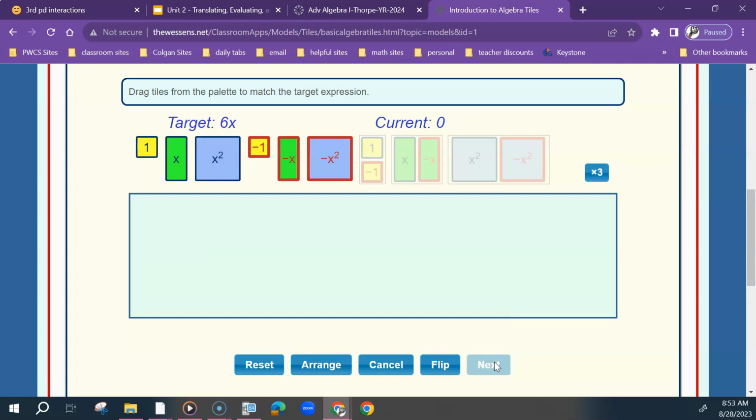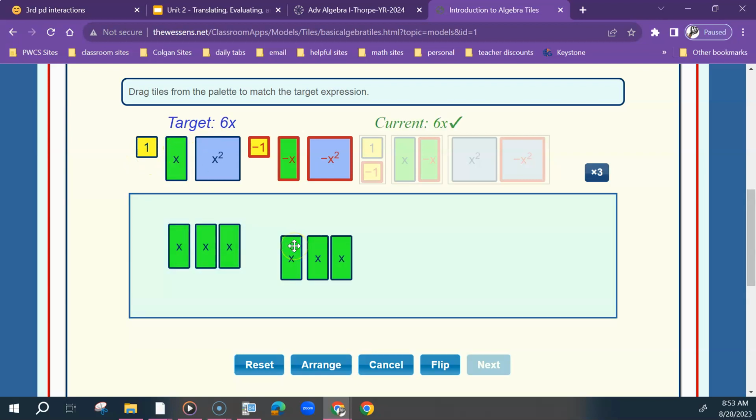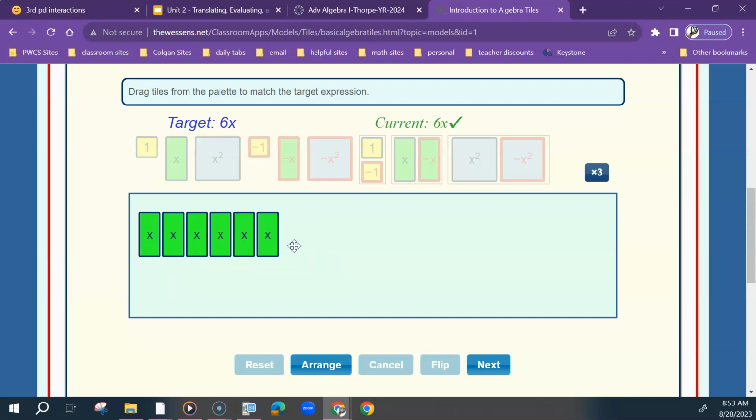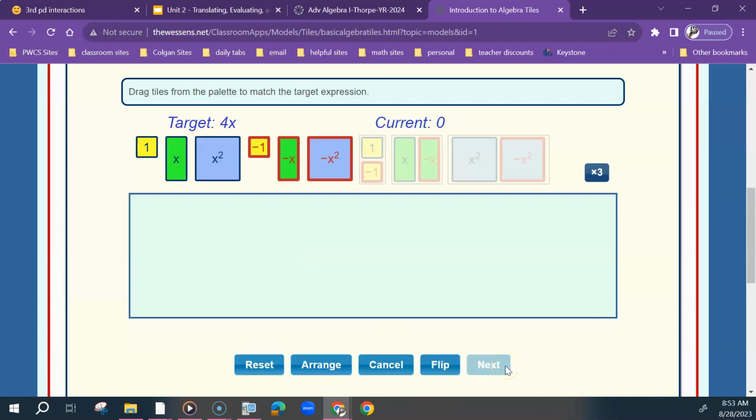Great. So now we have 6x. 6 positive x's. Let's do this times 3. So then you would have 6 positive rectangles or the green x's lined up to show that that is 6x. Okay, let's do another. I'm going to skip past this one because we just did a bunch of x's. I want something different. Right, -5, how would we model that?